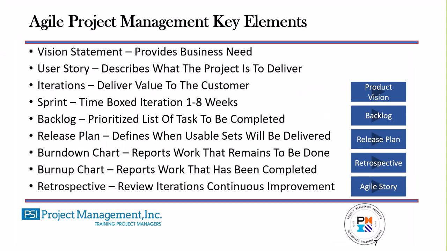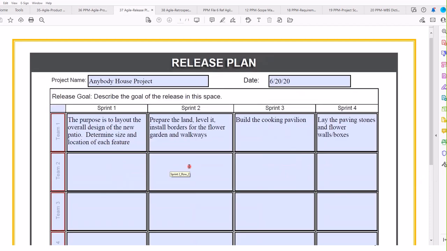Agile release plan. Here we go. A sprint is the same thing as an iteration. You can see this project, I have 4 different sprints or iterations. I describe here what I'm going to release in iteration 1, 2, 3, and 4. What I'll be releasing to the customer.